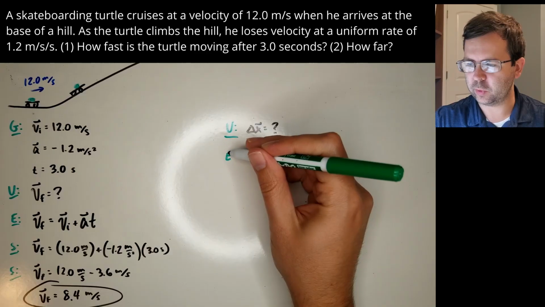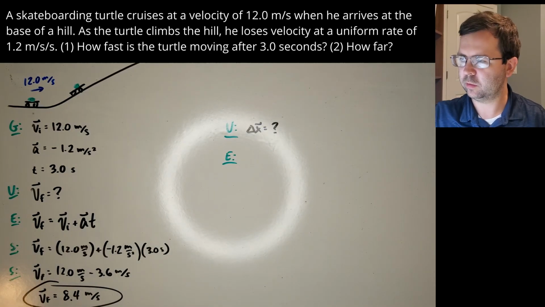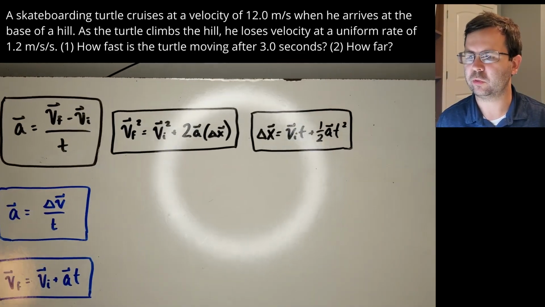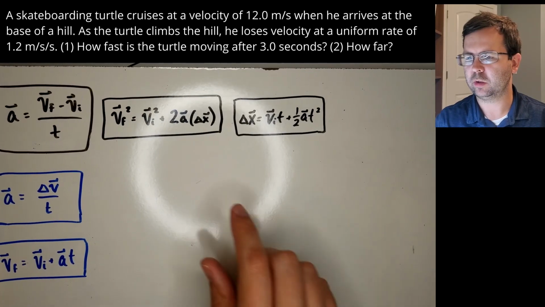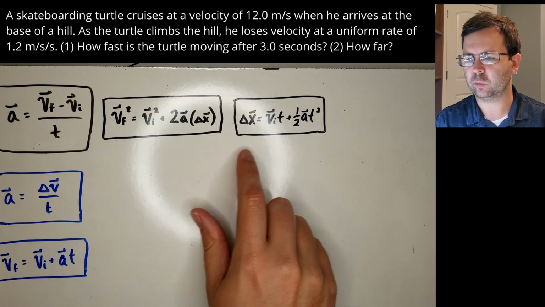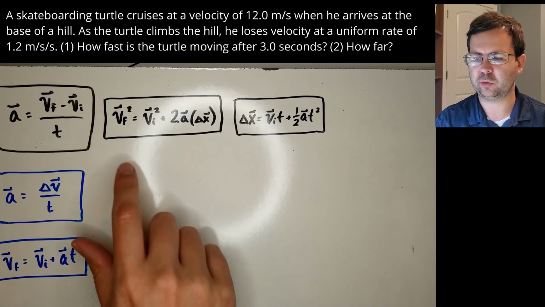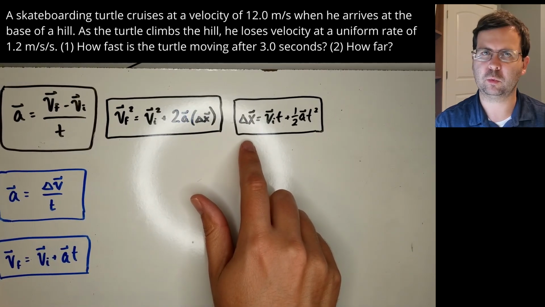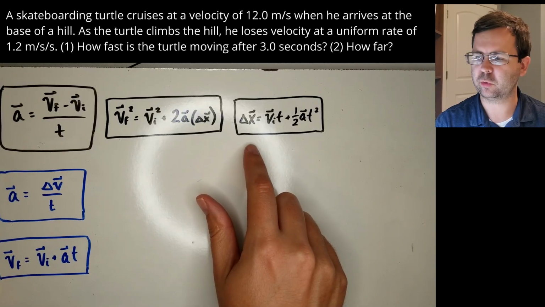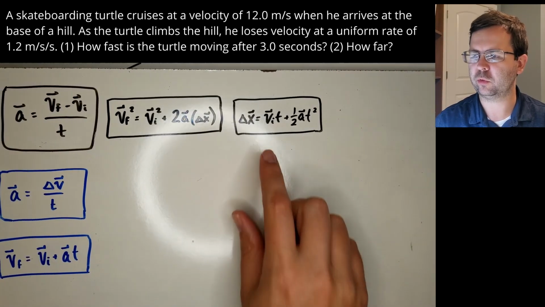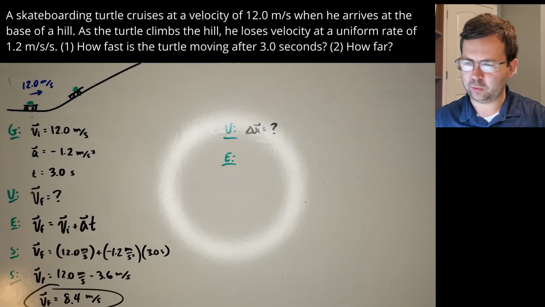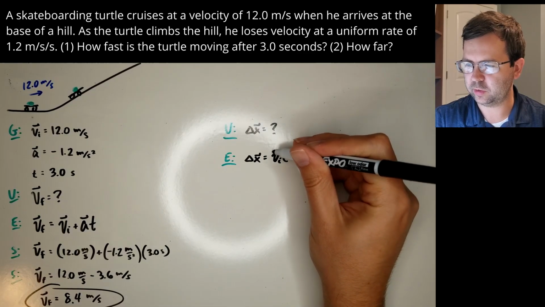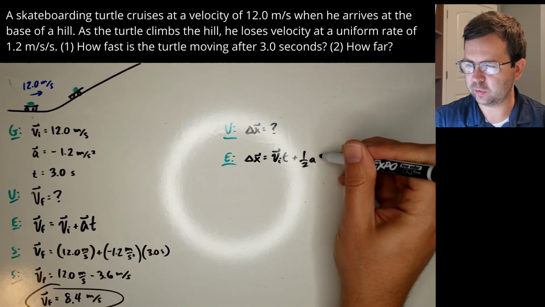Now we want to choose a new equation. This time it has the displacement in it, so we're looking for one that has delta x in it. That's going to be one of these last two equations. We could probably use either one because we just found the final velocity. We could use this equation, but this one's a lot easier because it's already solved for delta x, the displacement. So let's go with this equation here: delta x equals initial velocity times the time plus 1/2 acceleration times time squared.